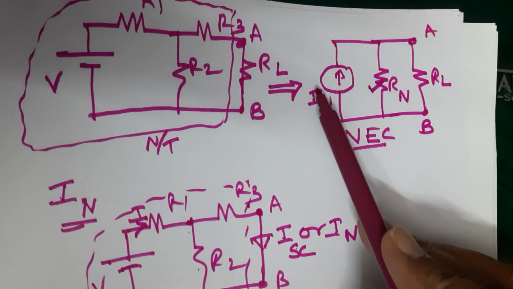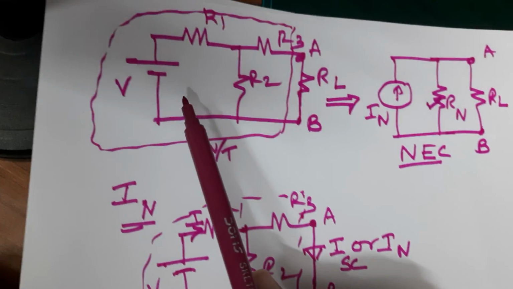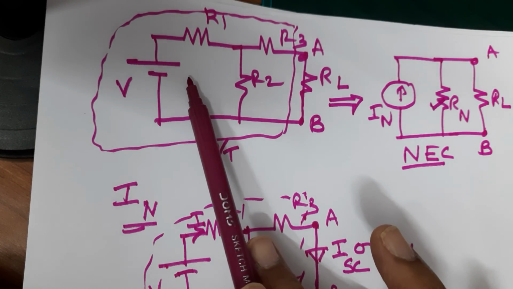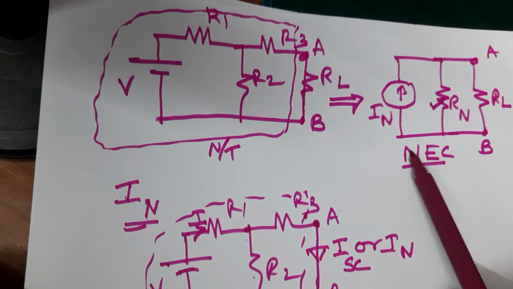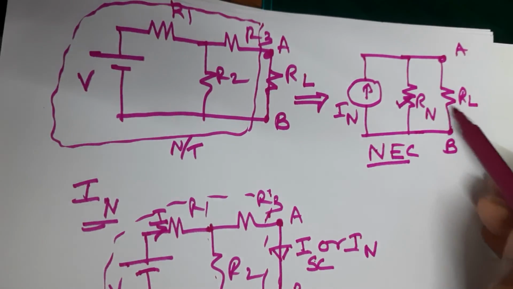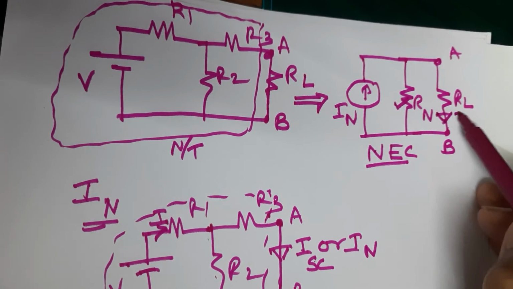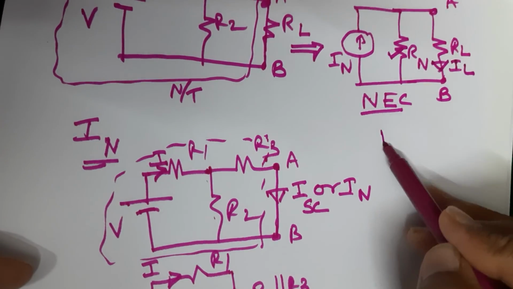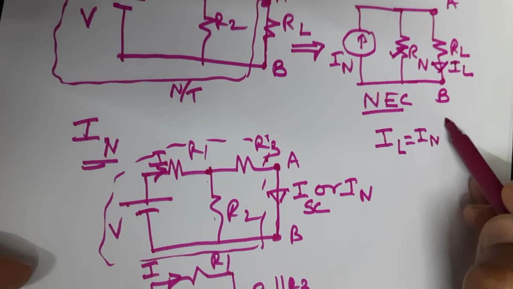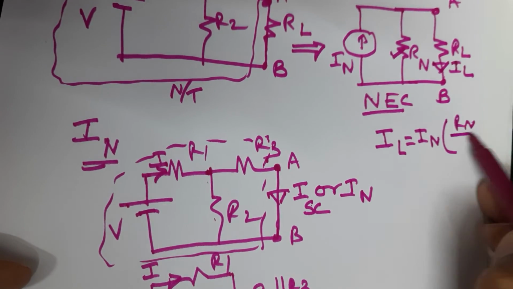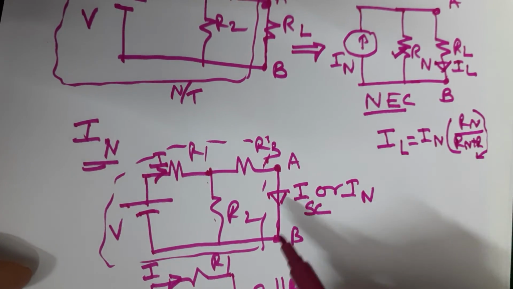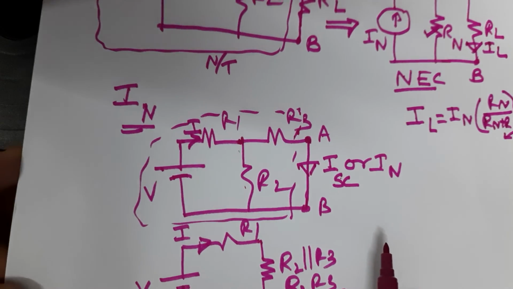In this way, we can replace any given complicated network with the Norton's equivalent circuit. Once we replace the circuit like this, we can find the current flowing through the load resistance by using the formula: Norton current multiplied by Norton resistance, divided by Norton resistance plus load resistance. That's all.